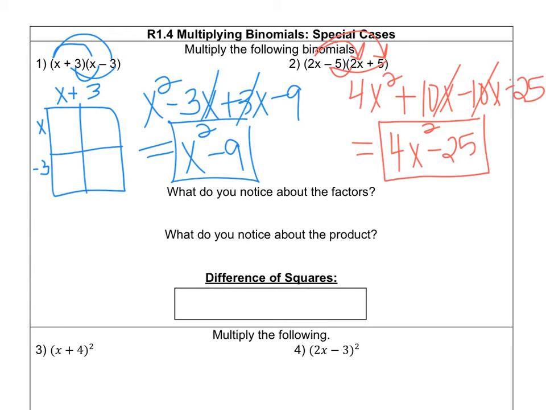So looking at both of these examples, just take a couple of seconds and think about what do you notice about the factors. So the factors are the actual binomials. So like x plus 3, x minus 3, and then 2x minus 5 and 2x plus 5. You should see that they're opposite. So in number 1, I have x plus 3, and then I have the opposite binomial, x minus 3. Same thing on number 2, I've got 2x minus 5 times 2x plus 5. So the signs are opposite.